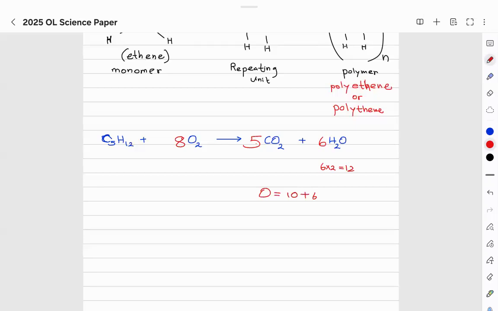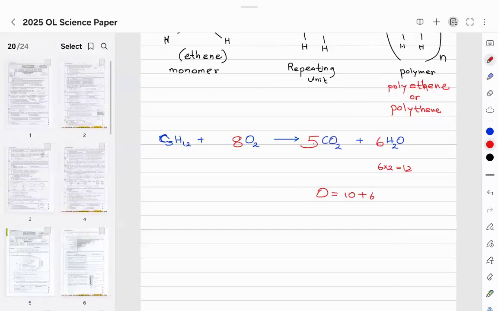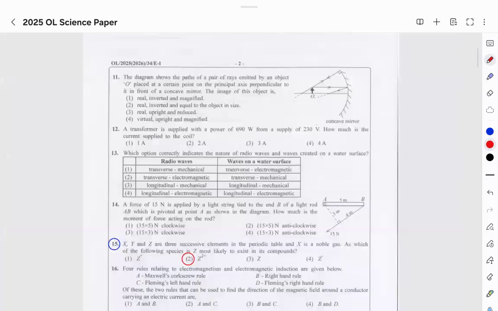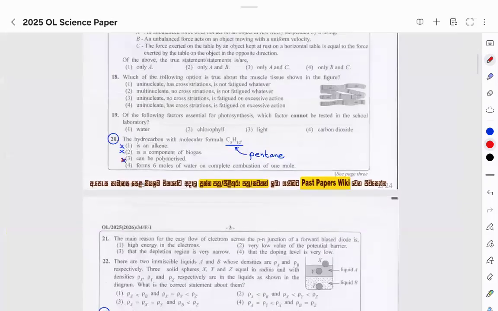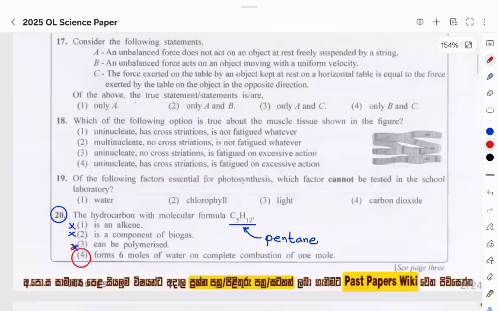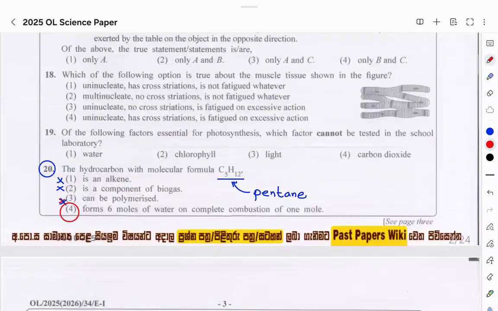So what they have given in the question, forms 6 moles of water on complete combustion of 1 mole. Yes, correct. That is the answer. The fourth one is the answer. Question number 20, MCQ number 20. The answer is the fourth one.